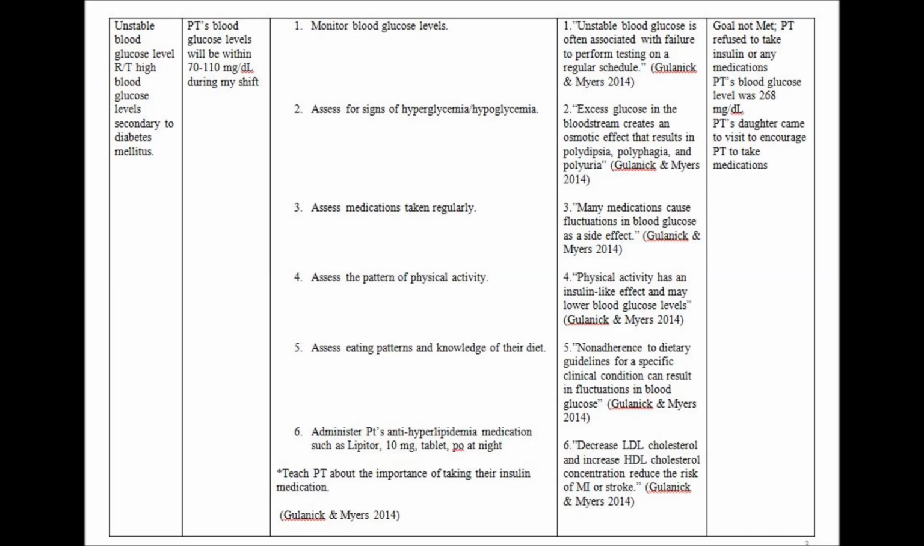However, by the end of the shift, the goal was not met because the patient refused to take his insulin or any other medication. By the end of shift, the patient's blood glucose level was 268 mg/dL. However, the nurse did contact the patient's daughter to come visit and encourage the patient to take his medications.